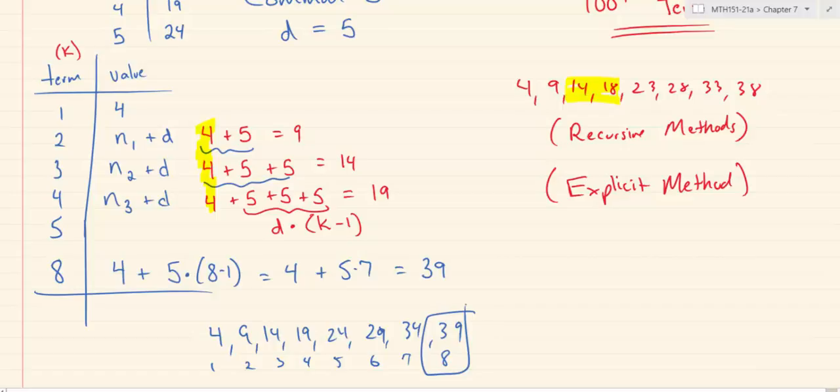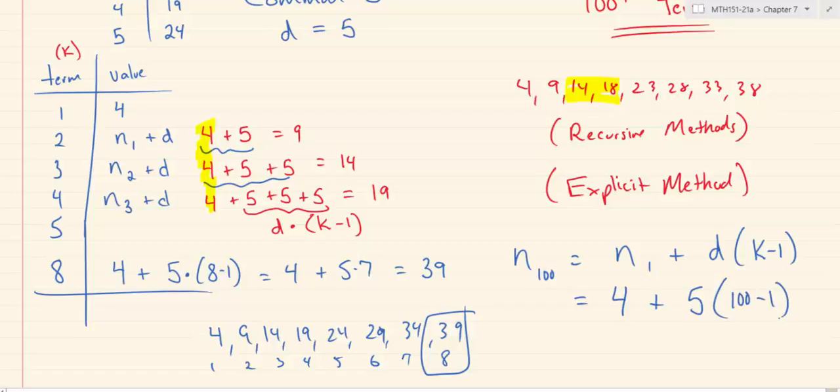So our formula works. What's the 100th term? We would find n sub 100. So you would take your initial value, n sub 1, and you would add to that d times k minus 1. So in our case, this would be 4 plus 5 times 100 minus 1. So the 100th term of this sequence is going to be 499.